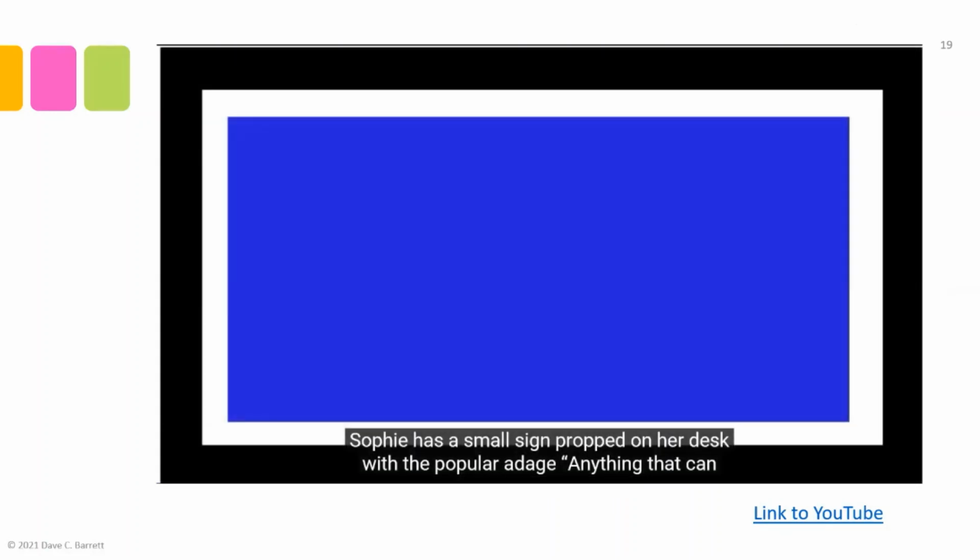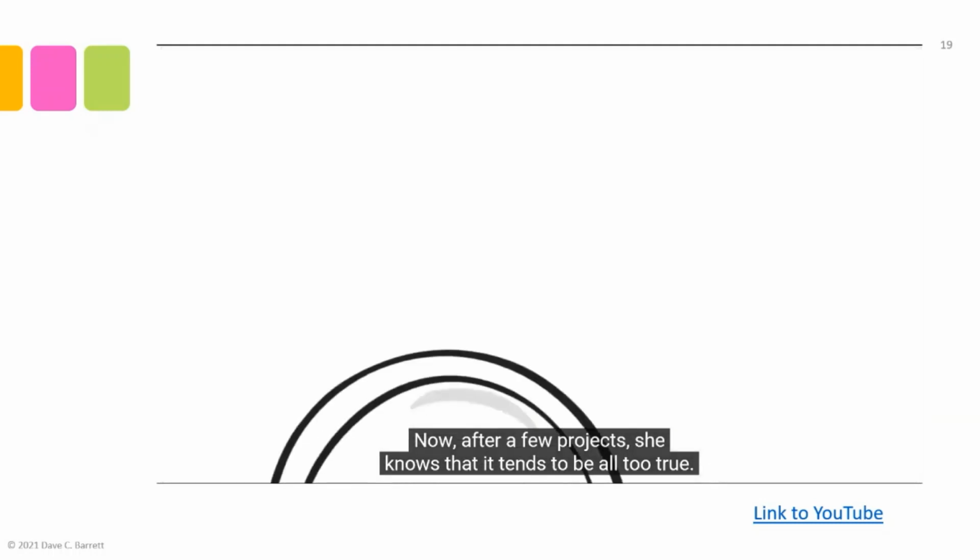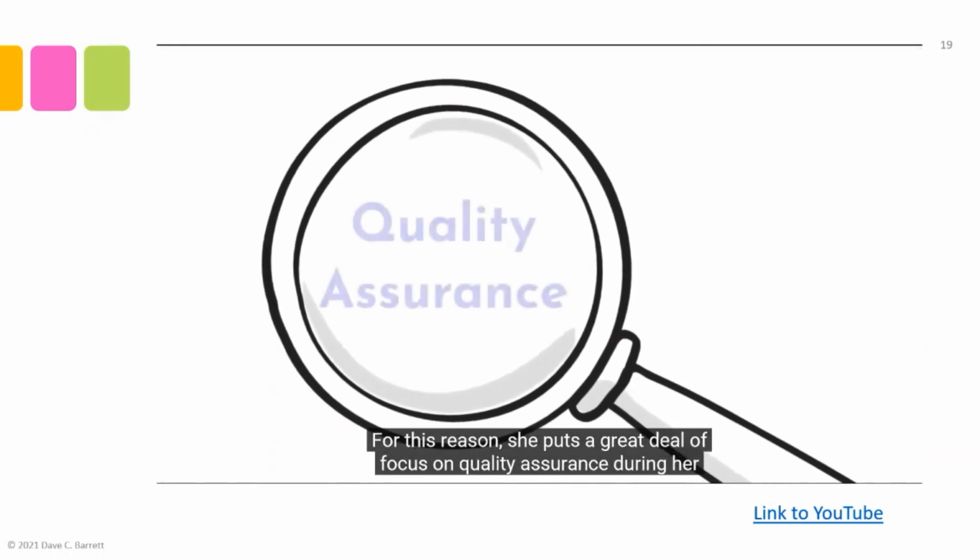Sophie has a small sign propped on her desk with the popular adage, "Anything that can go wrong will go wrong." When she bought the sign at a novelty store a couple of years ago, she thought Murphy's Law was just a funny quote. Now, after a few projects, she knows that it tends to be all too true. For this reason, she puts a great deal of focus on quality assurance during her projects.